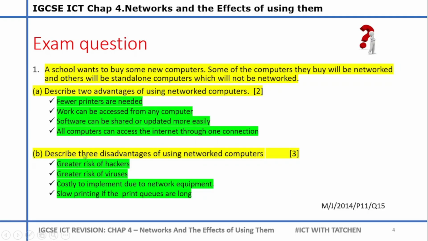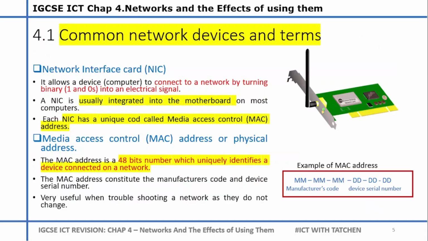Now B says you should describe three disadvantages of using networked computers. Even with the advantages, there are always disadvantages. So there's greater risk of hackers, greater risk of viruses, costly to implement due to network equipment, and slow printing if the printer queues are long. So if 5 people are using one printer, and all 5 people send a command at the same time, there's going to be a queue. So that waiting time is what is disadvantageous to a person using networked computers.